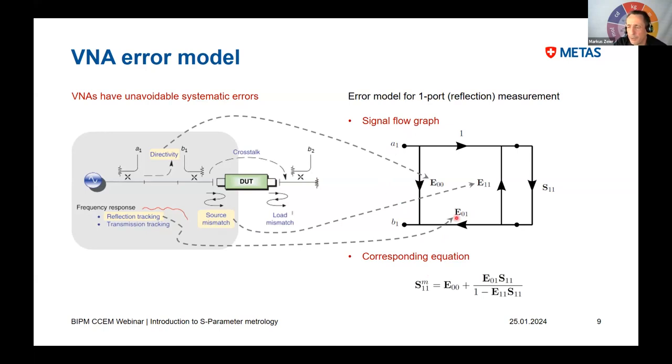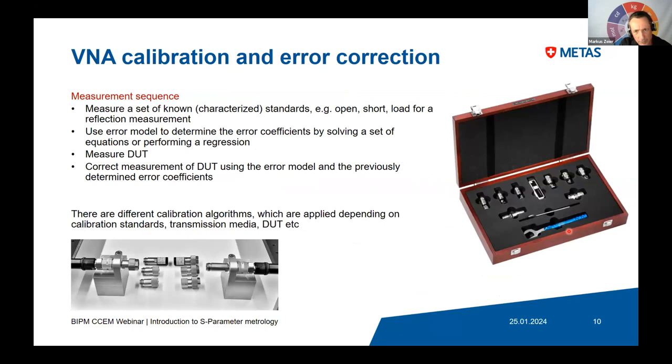From these signal flow graphs, you can derive an equation which puts the reflection coefficient, the S11, of your device under test in relation to what you actually measure, which is influenced by these error terms. This is the fundamental equation you will use when you perform a VNA calibration and an error correction, because before you can measure a DUT, you need to measure a set of known characterized standards. Very often, these are open, short, load for the reflection measurement.